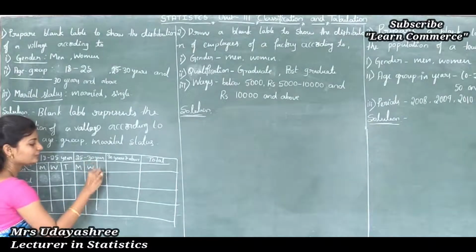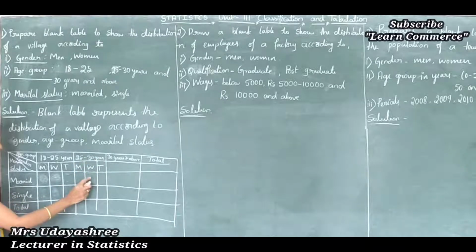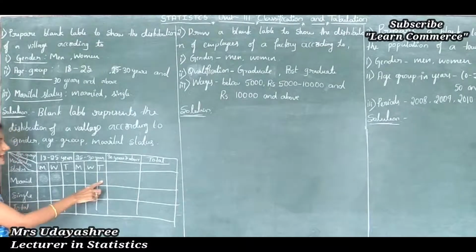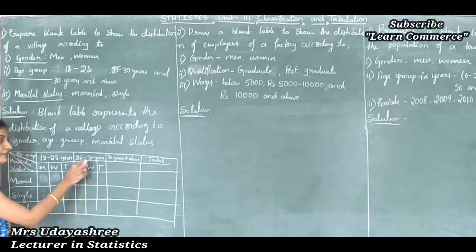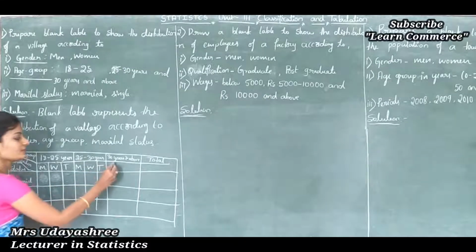women and total. So this column indicates 25 to 30 years married men. Like that, this column indicates 25 to 30 years married women. Like that, this column indicates total. Total in the sense what? That is men and women total. So total people or population between 25 to 30 years married, the total number of people between 25 to 30 years. This column indicates married total number of people between 25 to 30 years. Like that.